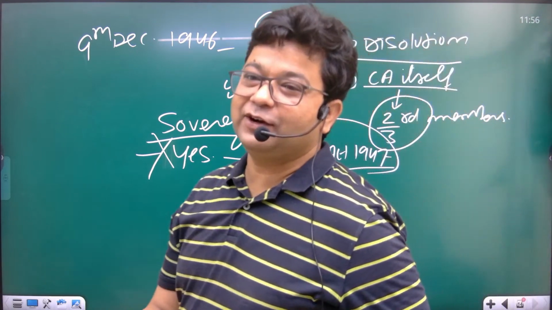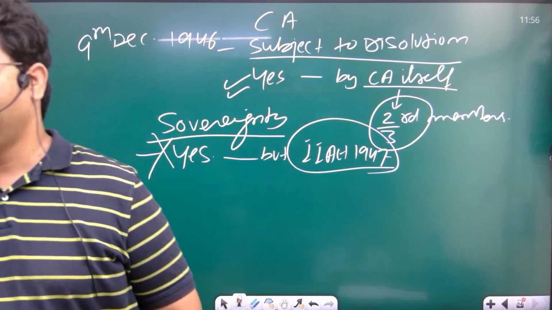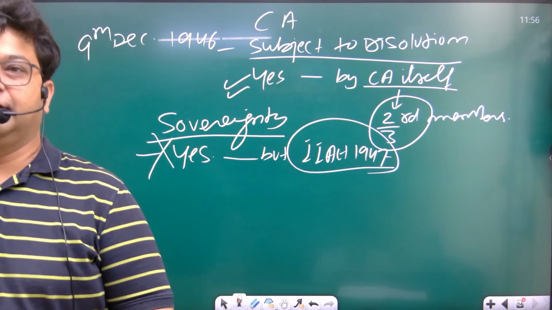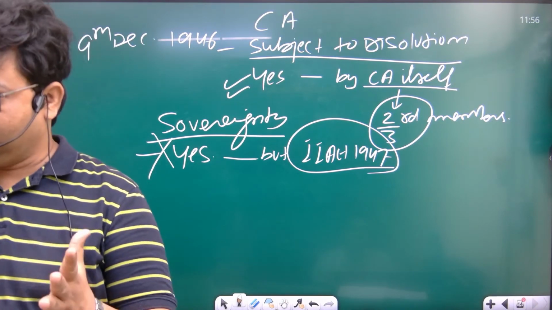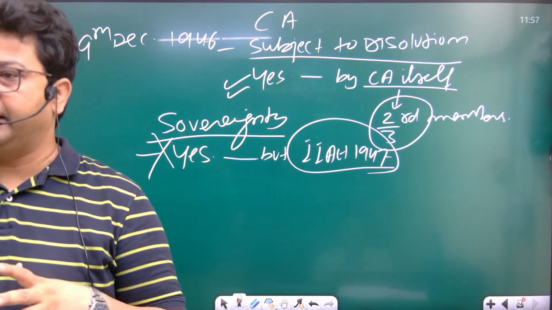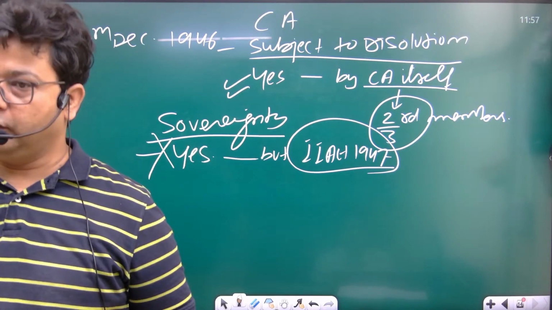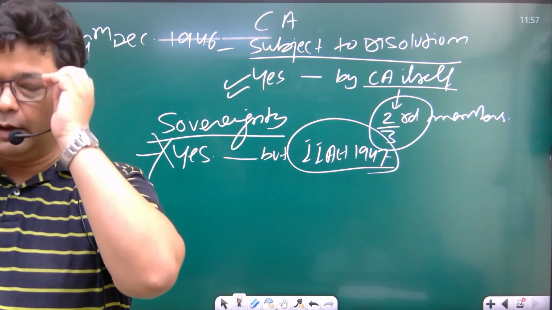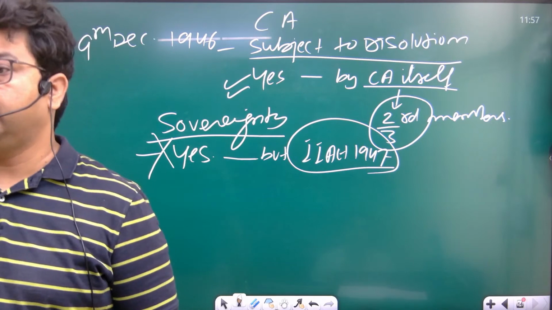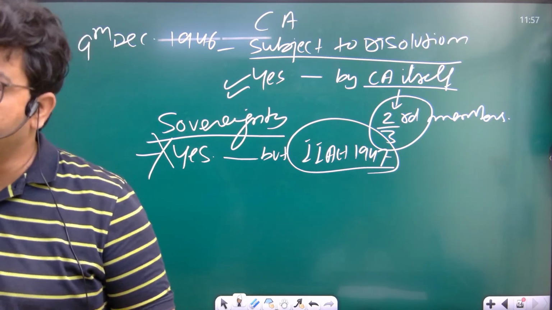This is what we call a conceptual question. Earlier it was not a sovereign body. Do you understand the meaning of sovereign? Of full capacity. But it was made sovereign through the India Independence Act 1947. Through what provisions?